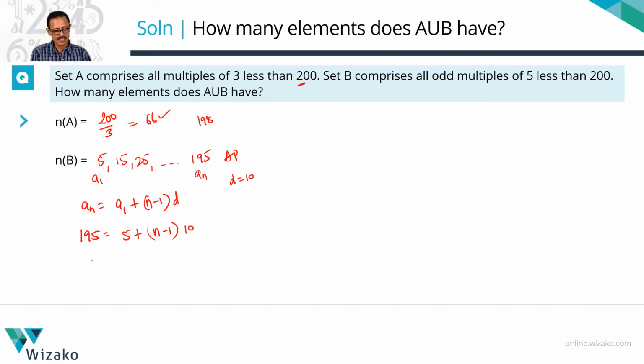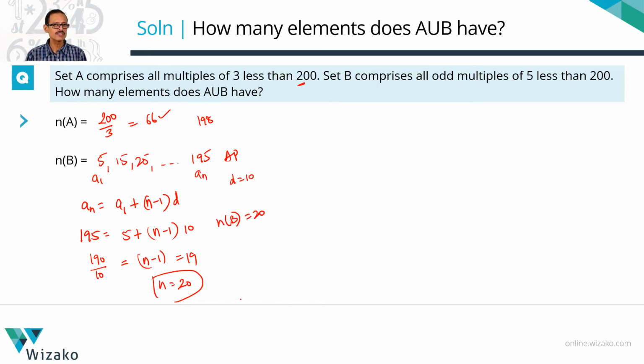Take the 5 to the left hand side. That leaves us with 190 is equal to n minus 1 times 10. So let's divide both sides by 10. So 190 by 10 is equal to n minus 1 into 10 by 10. So the 10 and 10 will get cancelled. So n minus 1 is equal to 19. Taking this minus 1 to the right hand side, n is equal to 20. What is n? The number of odd multiples of 5. That's the value of n of B. So n of B is equal to 20.